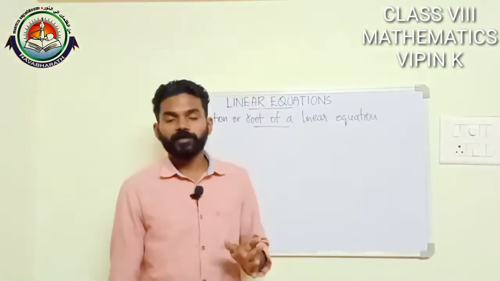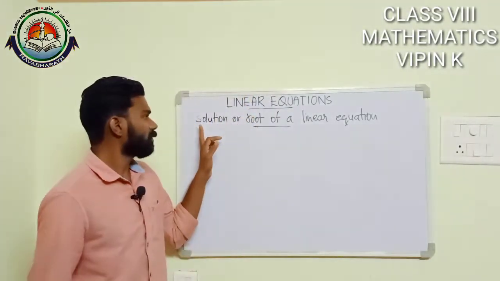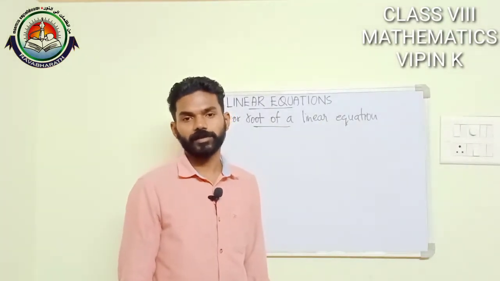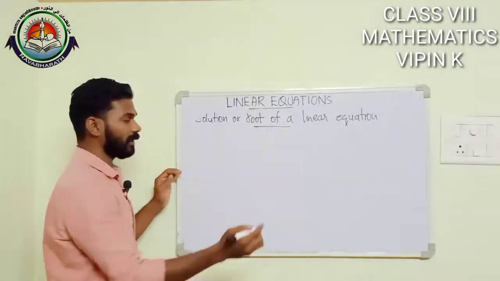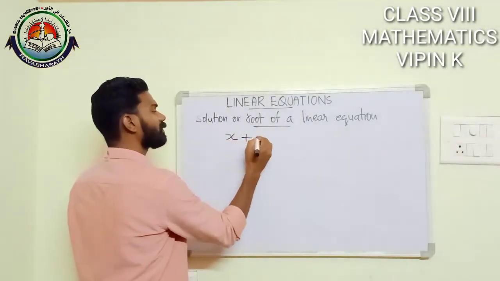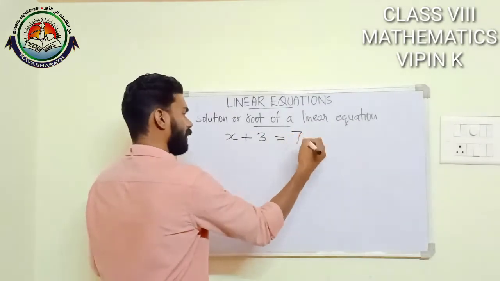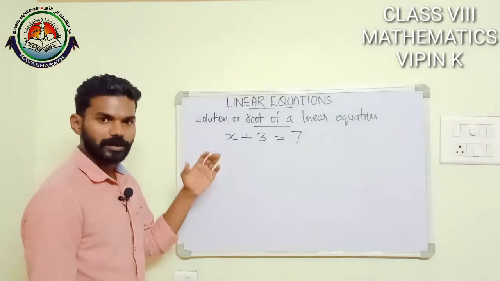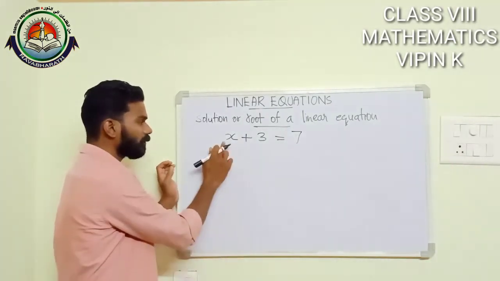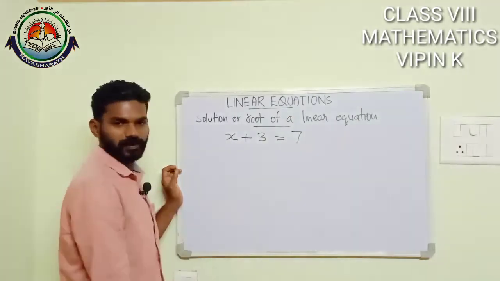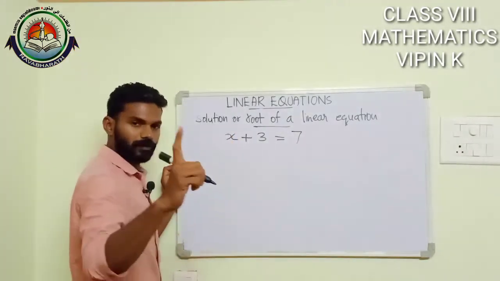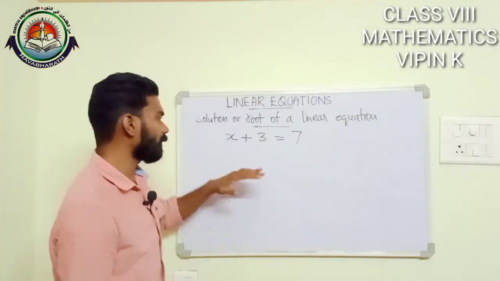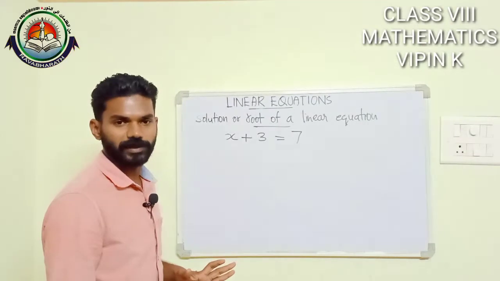Okay. Now we are going to discuss the solution or root of a linear equation. So I'm just considering a linear equation x plus 3 equal to 7. Confirm that it is a linear equation. Yes, it is. Why? Because here the variable is x and the power of x is 1. The largest power of x in this equation is 1. So definitely it is a linear equation.